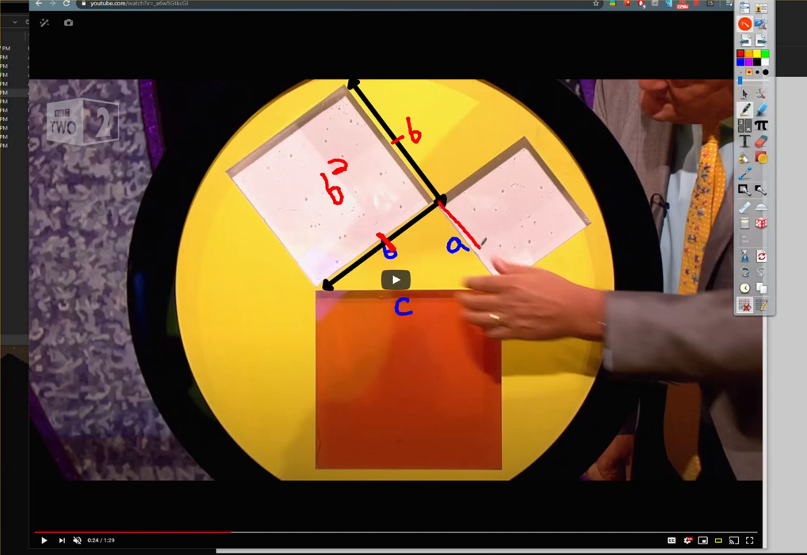Here we could do the same. If this length is A, this length is also A. So that must make the area of this A squared. We can apply the same thing here. If this length is C, this is also C, which makes the area of this portion C squared.